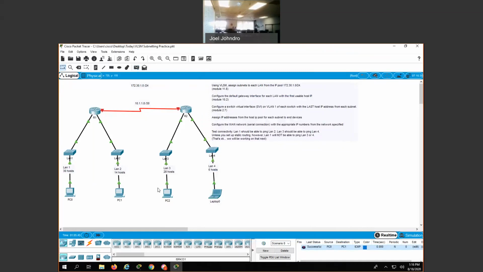Okay, I'm not going to touch these over here. I think you understand how to do that well enough. I don't think you need to see me do it 4 times. Next step, configure the WAN network, and that's the serial connection that goes between the 2 routers, with the appropriate IP number from the network specified: 10.1.1.8/30.